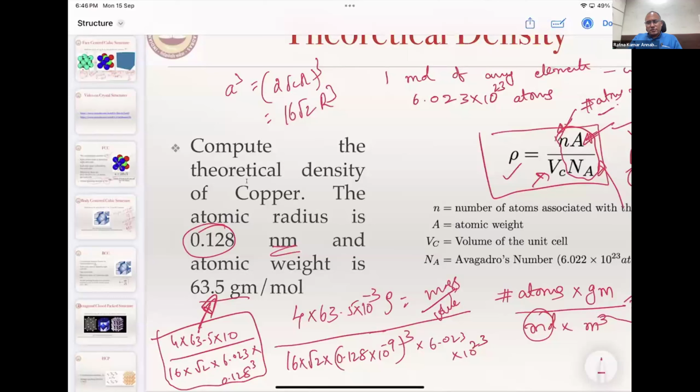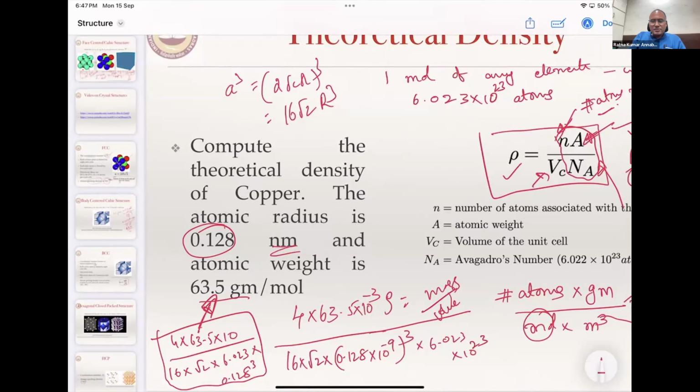But what you are getting? We are getting lower because it's theoretical. Why are you getting lower? Because of impurities, voids, imperfections. But theoretical density is what you have searched for, no? You have not searched for anything else. So let us say your radius is 0.128 nanometers, right? Atomic weight is 63.5 gram per mole. That is 63.5 into 10 power minus 3 kg.